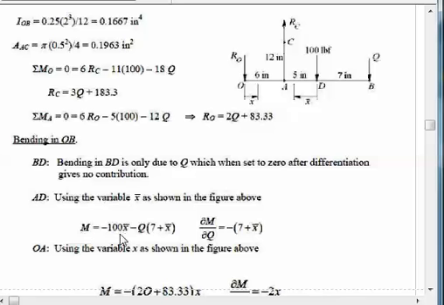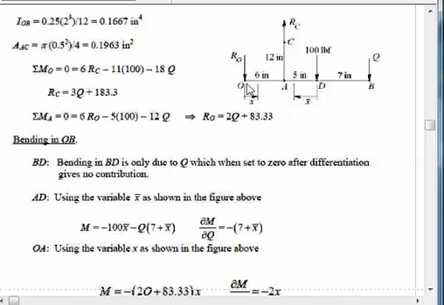Author chose to call them negative. We'll go with that. So minus 100X minus Q times (7 plus X). The partial of that moment with respect to Q, that's the deflection we want, is minus (7 plus X). And at this point, we can set that Q equal to 0.